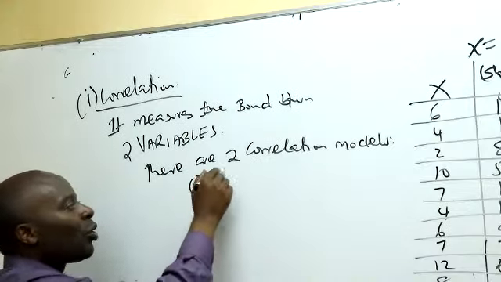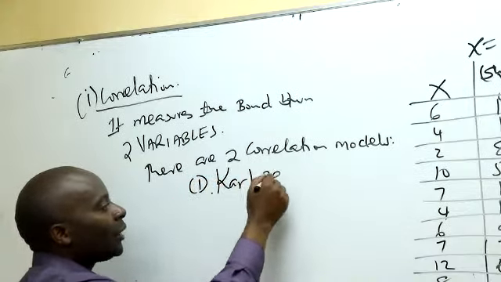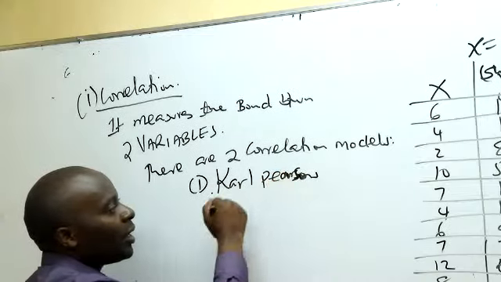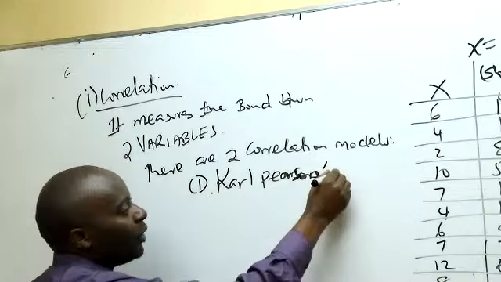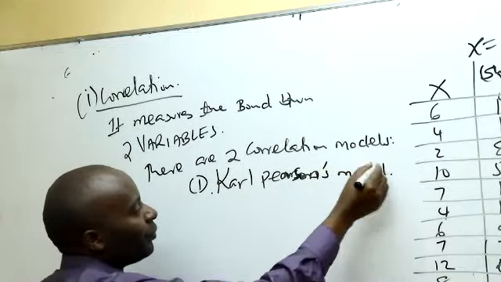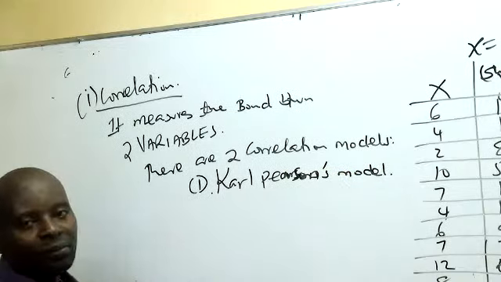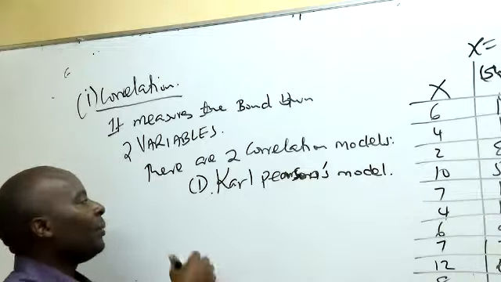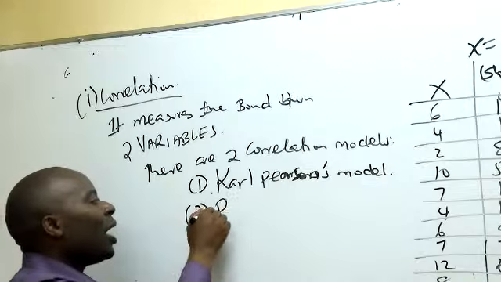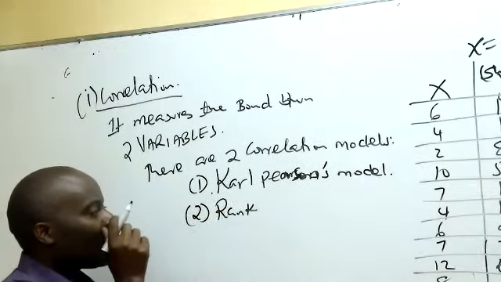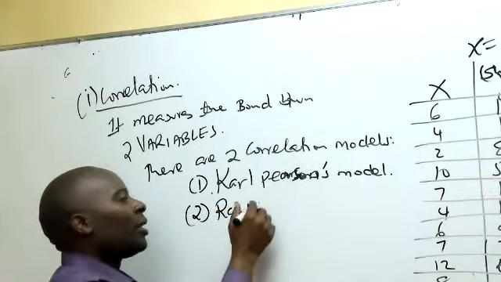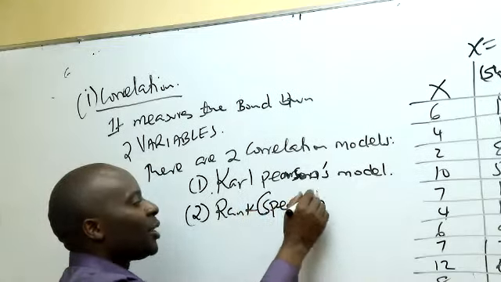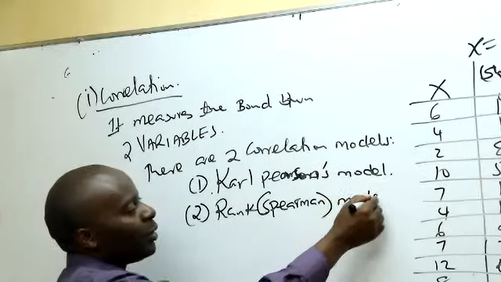We have what we call the Karl Pearson's model, the one they want us to use. And number two, we have the rank, in brackets here, Spearman model.